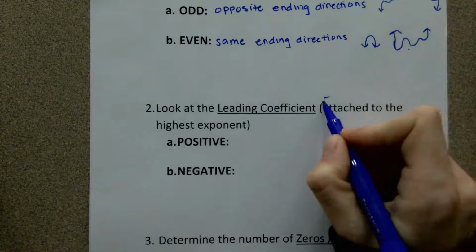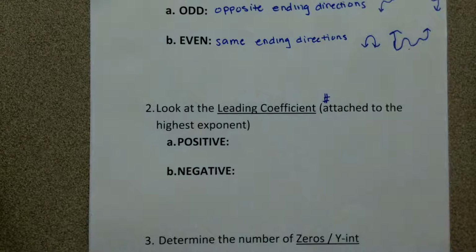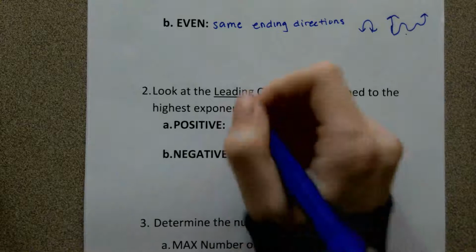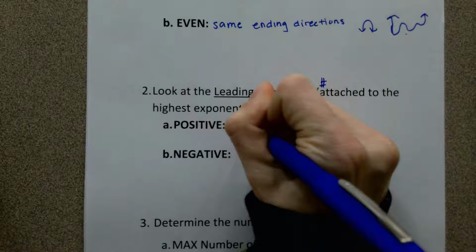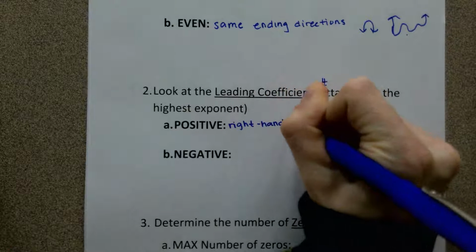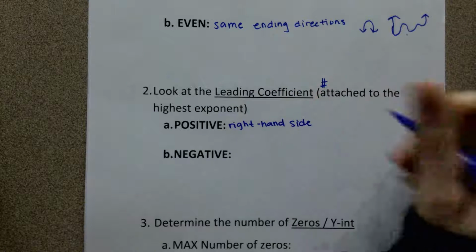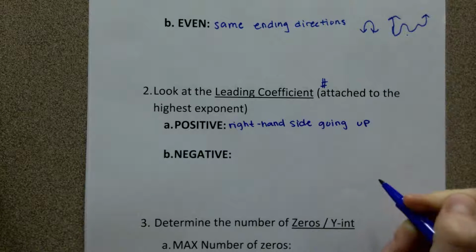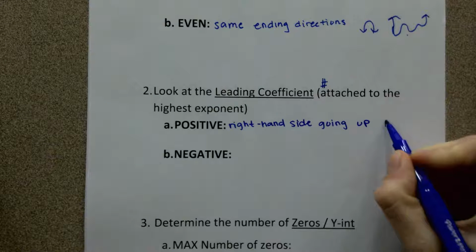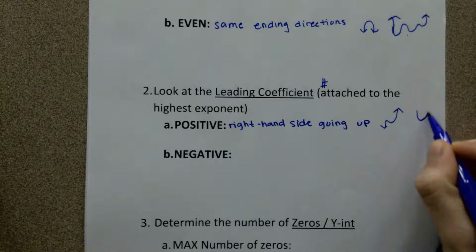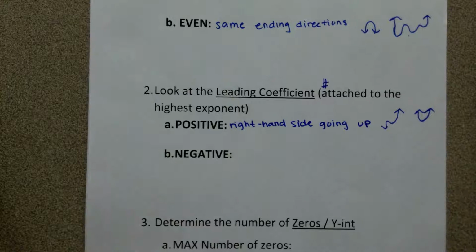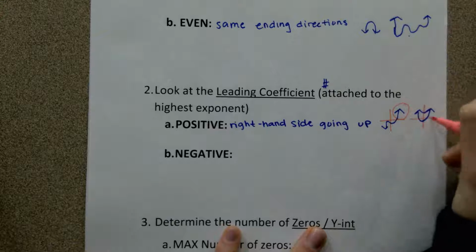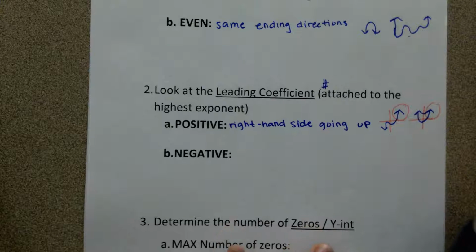Okay? Next we have to look at our leading coefficient, okay? So this is the number attached to our highest exponent. Okay, so if it is positive, our right-hand side of our graph is going up. Okay, so no matter what, it can either look like this or it can look like this. We are just focused on the right-hand side of our graph, okay?